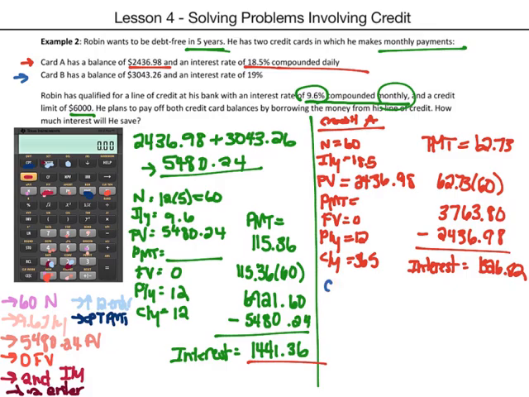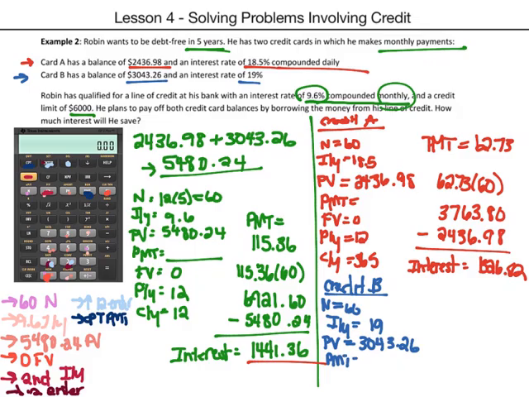Now we're going to do credit card B, which is a higher loan, so we can assume that the interest is going to be doubled or more. So N is still 60 payments. The interest rate is 19%. The present value is $3,043.26. We don't know the payment. The future value is 0. The payments per year are 12, and the compounds per year, it doesn't say it on here, but it's the same as this one, compounded daily.